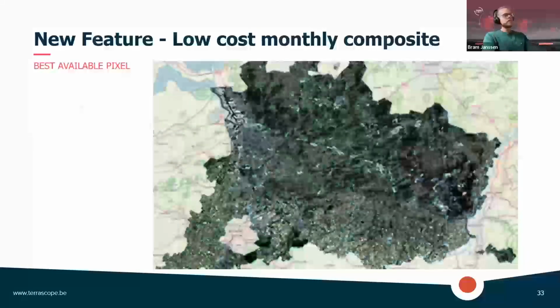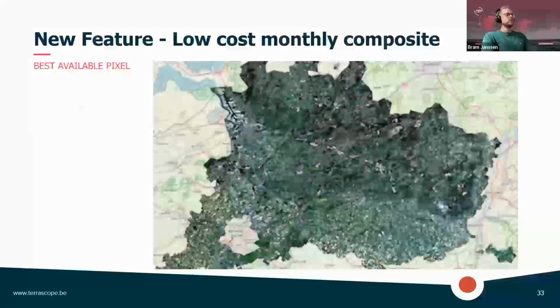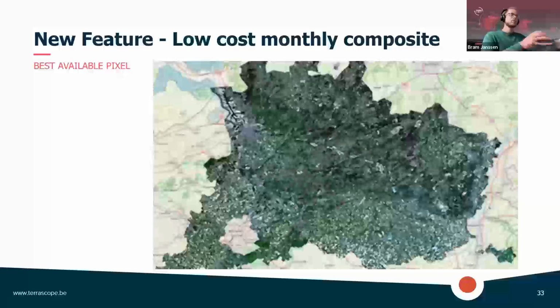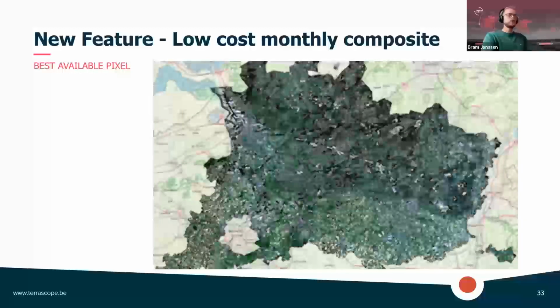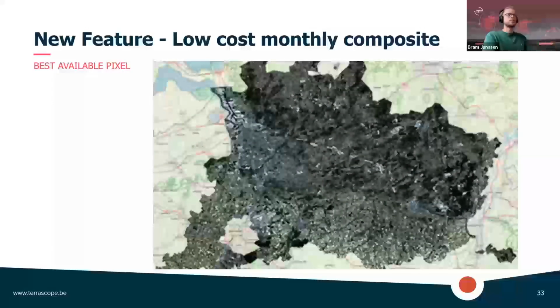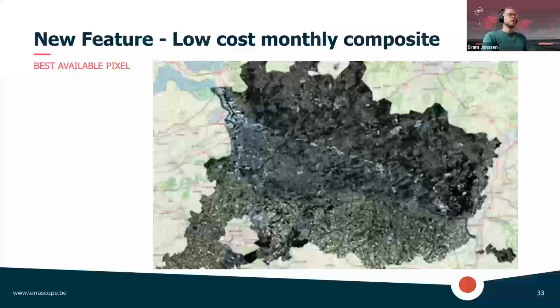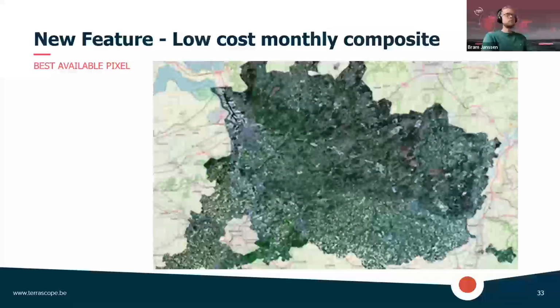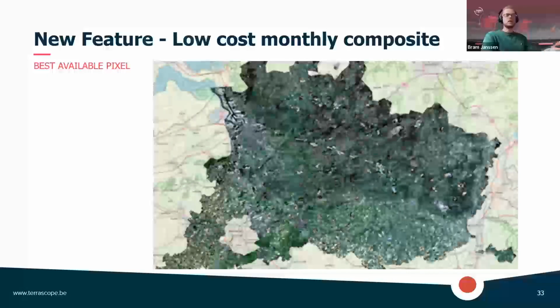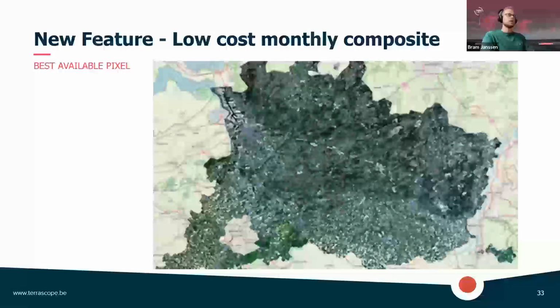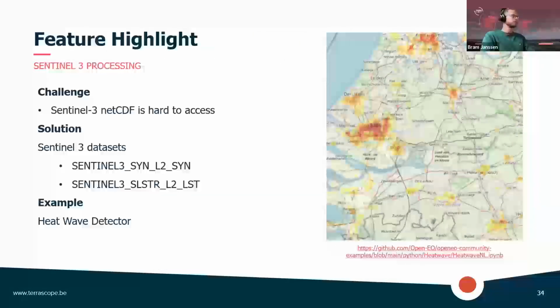One of the last features that was added is the creation of monthly composites. Before we released this feature, you had to calculate these composites yourself if you wanted to use them. Right now, this is baked in as a feature in openEO through the best available pixel algorithm. Again, this is available as a use case and an example on the GitHub repositories.